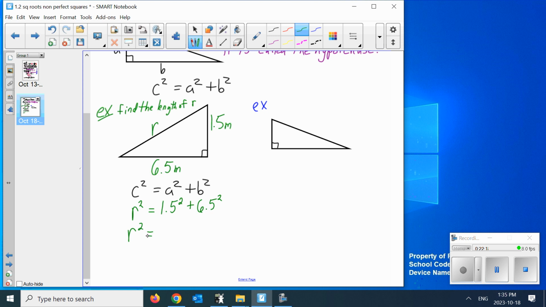And we're working down. And this is something you're getting used to doing in algebra. 1.5 squared is 2.25. Then, see how I replaced it directly underneath 1.5 squared? I'm working down. And then the plus sign I put there. The 6.5 squared, I'm going to put it in my calculator. There you go. I get 42.25.